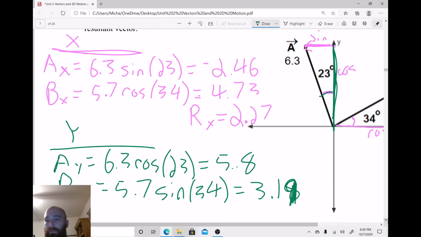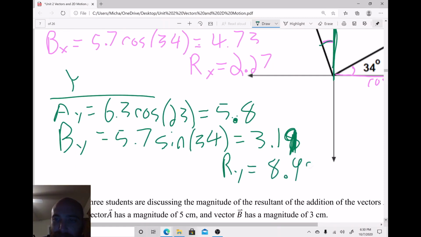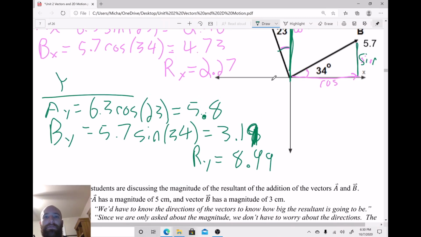Which means that the y component is, alright, we've got our two individual y components. 5.8 plus 3.19, what is that? I think I got 8.99. Okay, we're almost there. We've got our two components. Now we just need the magnitude of the resultant.